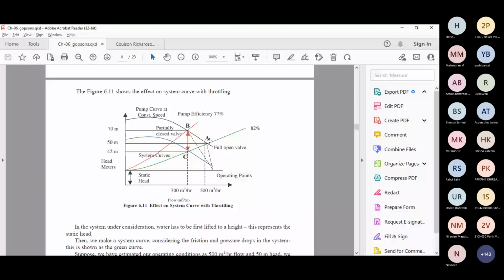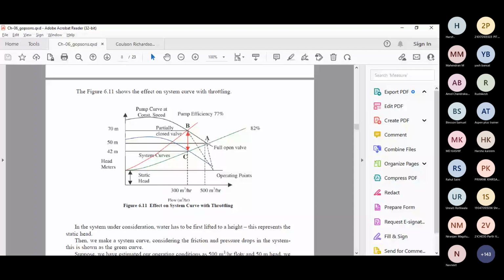So this point A is our operating point at 500 meter cube per hour of flow rate, and 50 meter is the head, and efficiency is 82%, right? So at point A, what is the pump curve, head versus flow rate? This black one is the pump curve, and it is operating on the system curve at this particular point, that is the point A, and our system curve is the green one. Initially it is the green one, right?